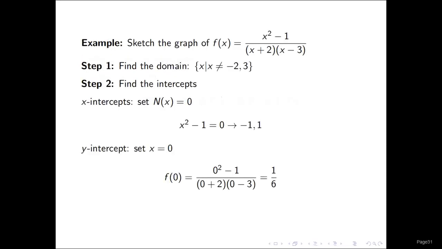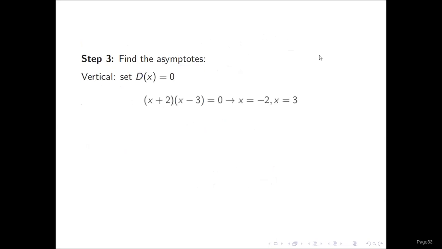If you go back, you see the denominator is x plus 2 times x minus 3. We equate that to 0. We get the vertical asymptotes whose equations are x equals -2, x equals 3. Take note that there's a difference between just writing -2 and 3.